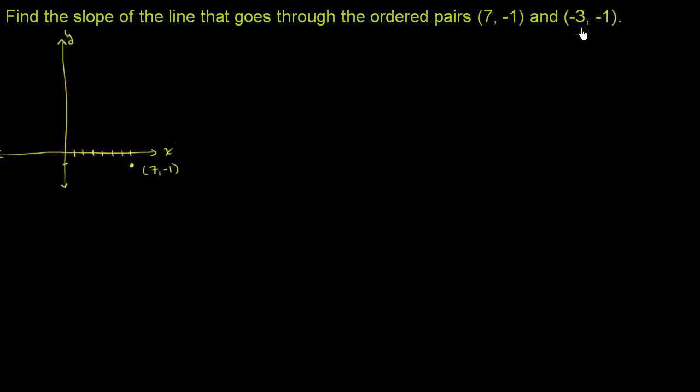And then the next point is (-3, -1). So we go back 3 in the horizontal direction, -3, but the y-coordinate is still -1. So the line that connects these 2 points will look like this. Now, they're asking us to find the slope of this line.